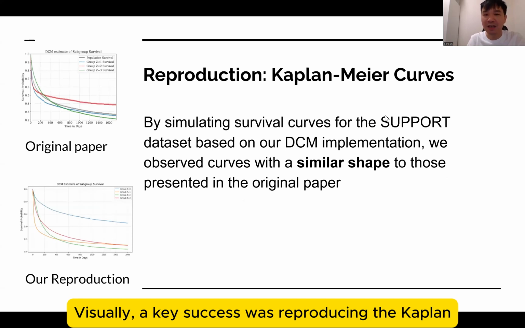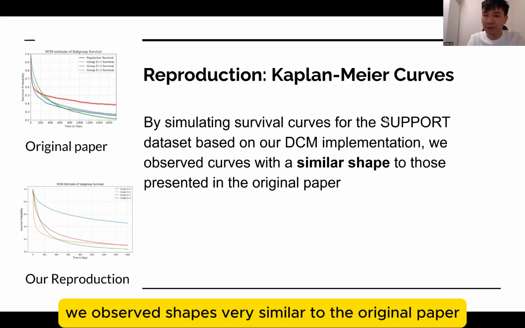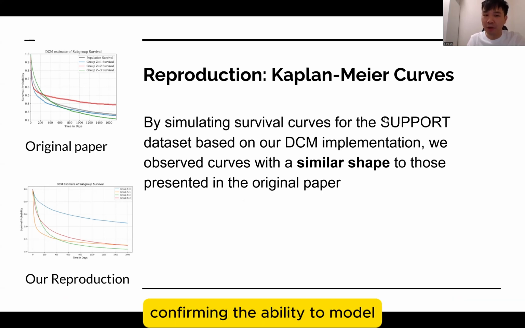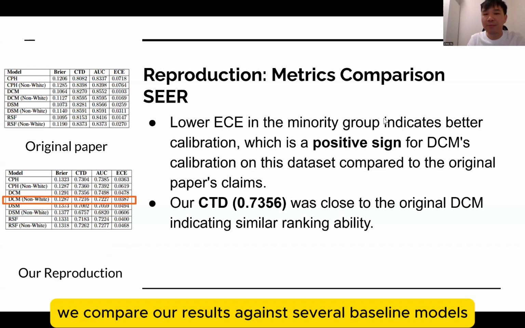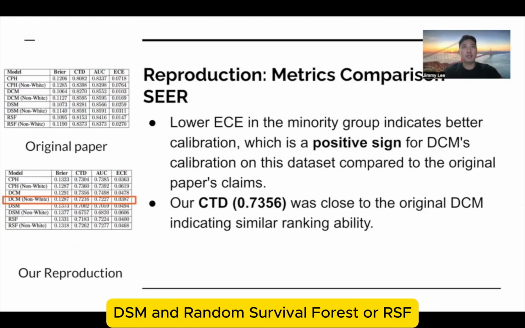Visually, a key success was reproducing the Kaplan-Meier survival curves. Using the SUPPORT dataset, we observed shapes very similar to the original paper, confirming the ability to model non-proportional hazards, a core advantage over standard CPH. We compare our results against several baseline models, including the Cox Proportional Hazards (CPH) model, Deep Survival Machines (DSM), and Random Survival Forest, or RSF.